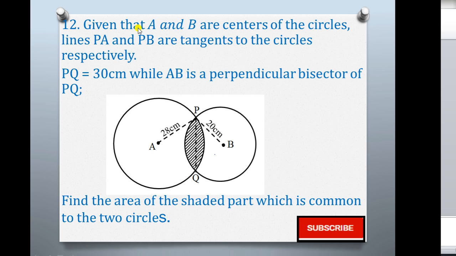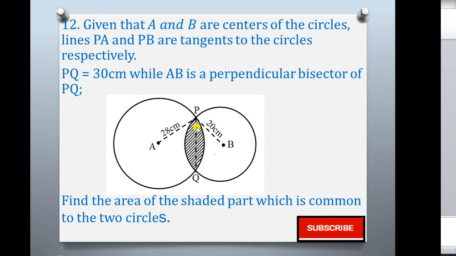So number 12 says, given that A and B are centers of the circles, lines PA and PB are tangents to the circles respectively. PQ equals 30 centimeters, while AB is a perpendicular bisector of PQ. Find the area of the shaded part which is common to the 2 circles. Very good.